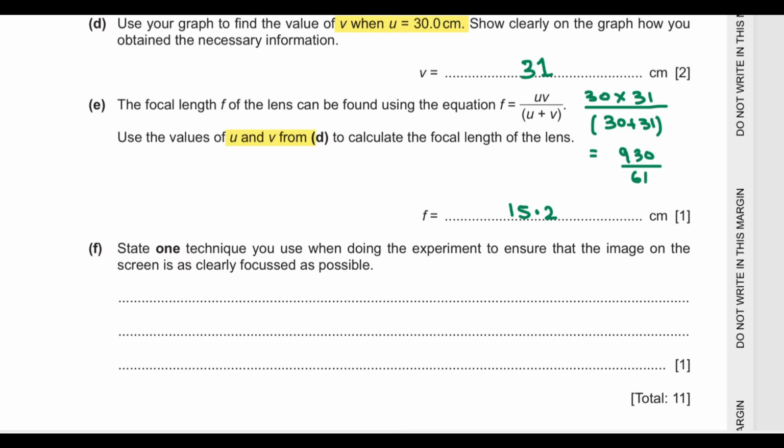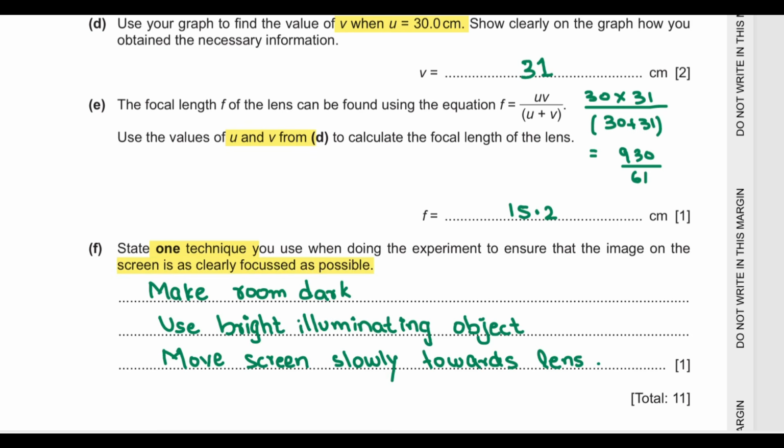F part of the question says, state one technique used when doing the experiment to ensure the image on the screen is as clear, focused as possible. To make the image clear, you can make the room as dark as possible, use bright illuminating object and move the screen slowly towards the lens.